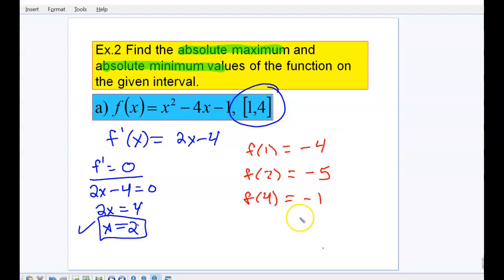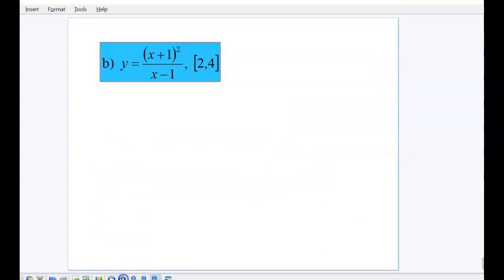So therefore, my highest value here is negative 1. So this would be my absolute max. And my lowest value is negative 5, and that would be my absolute min. So again, to find absolute max and mins over a closed interval, we take the derivative, find the critical numbers, and then we evaluate the function at the critical numbers and at the endpoints. The highest value is the absolute max. The lowest value is the absolute min.